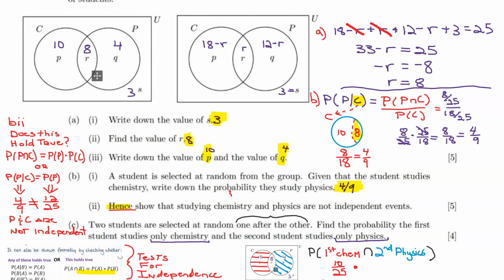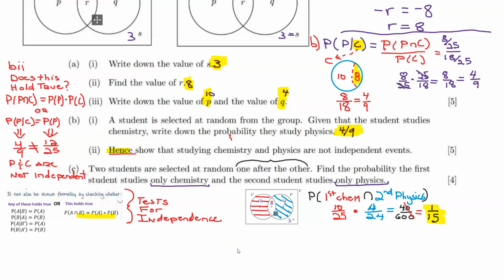And we're going to multiply. However, the physics students are not going to be 4 out of 25. Rather, it's going to be 4 out of 24 because you've already chosen one student, since it's one after the other. So now there's only a pool of 24 students to pick from. So I multiply that out and get 40 over 600, which reduces to 1 out of 15. And that is my probability.